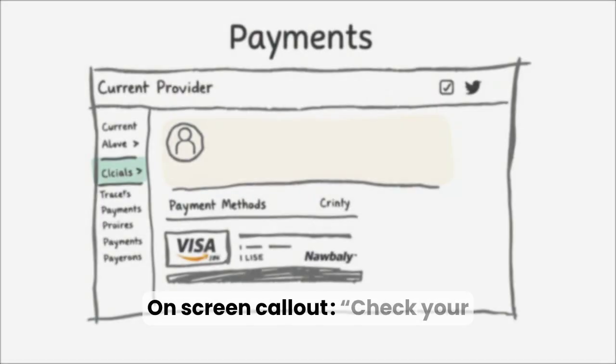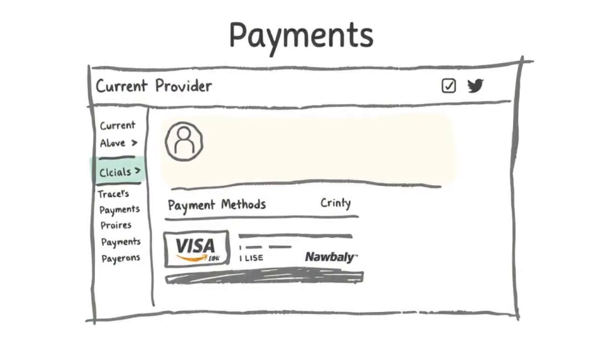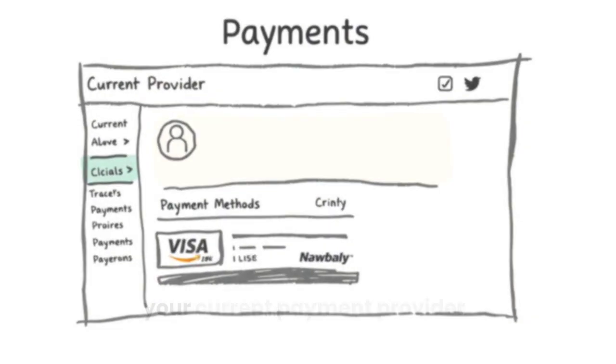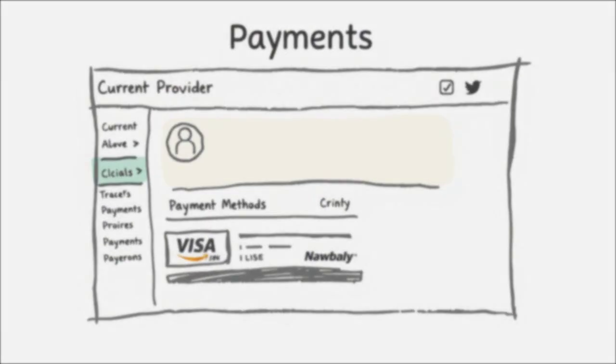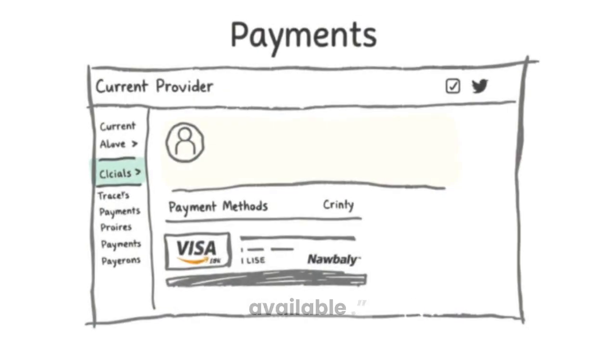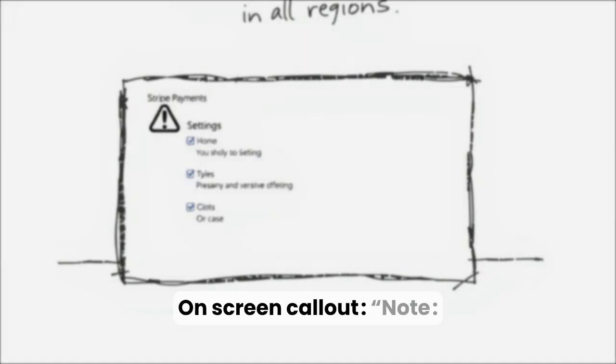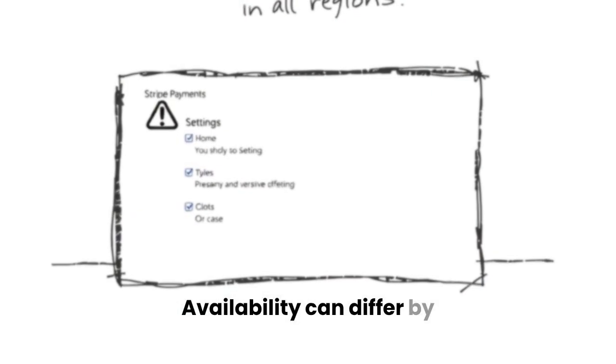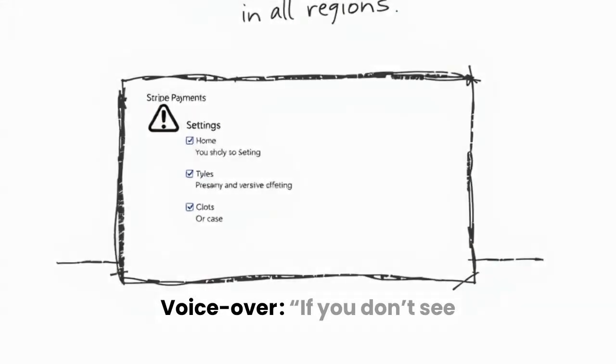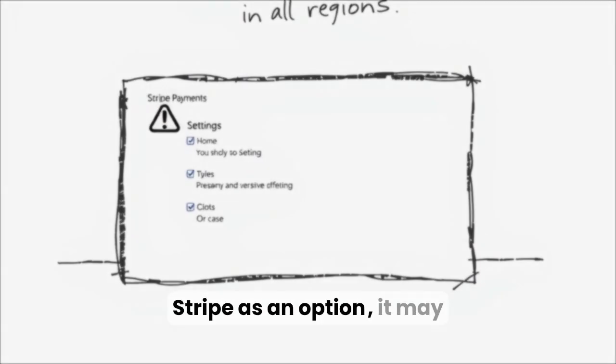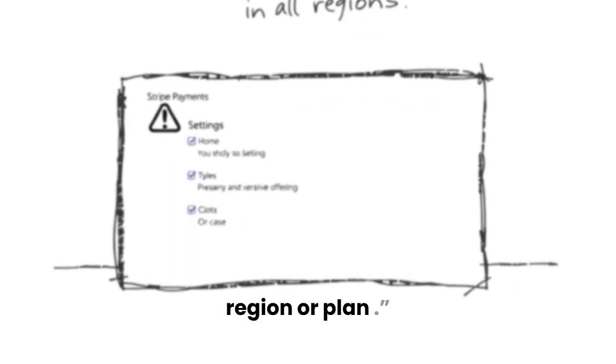Check your current payment provider. Here you'll see your current payment provider. We'll add Stripe as an additional option where available. Note, availability can differ by region. If you don't see Stripe as an option, it may not be supported in your region or plan.